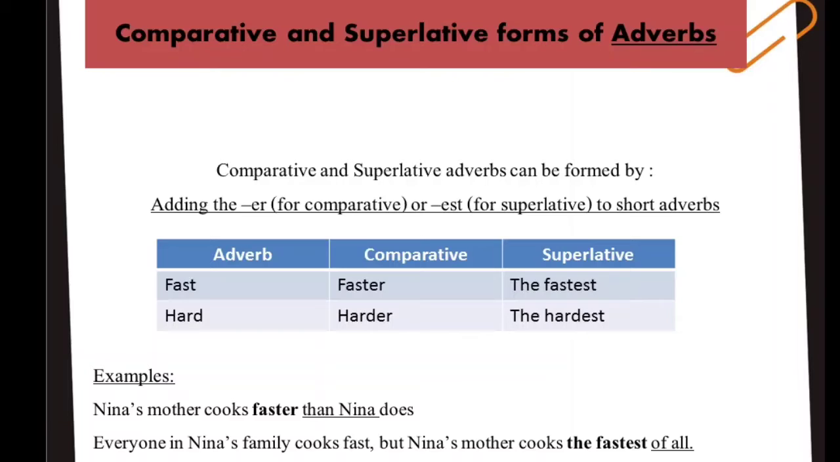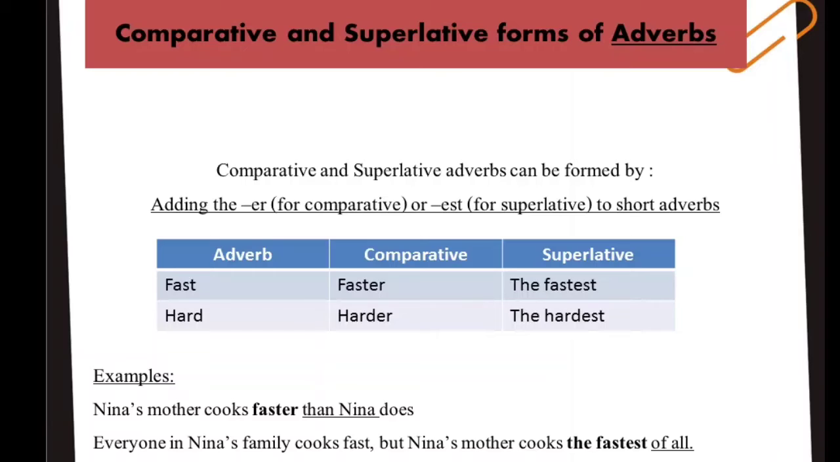The first one is for the short adverb. Jadi yang pertama ada kata keterangan yang pendek, yang singkat. So you have to add ER for comparative and EST for superlative. So the example in here is fast. Jadi di sini ada contoh kata keterangannya yaitu fast. The comparative becomes faster and the superlative becomes the fastest.